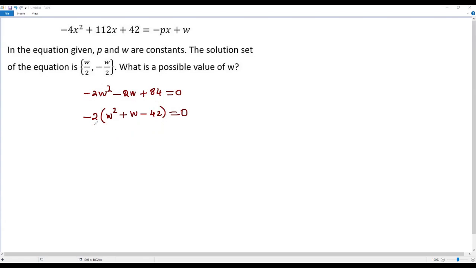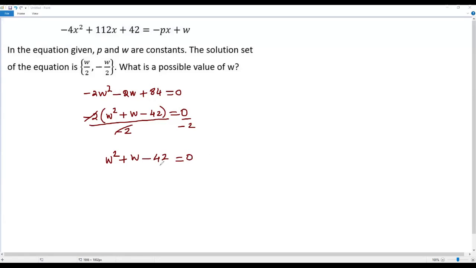So when I distribute this negative 2 to w square, I'm getting negative 2 w square. When I distribute this negative 2 to positive w, I'm getting negative 2 w. When I distribute this negative 2 to negative 42, I'm getting positive 84. So the factoring, what I've done is correct. Now I can divide both sides by negative 2 to get rid of this negative 2. Okay, let me divide both sides by negative 2. This negative will cancel out. I am getting w square positive w negative 42 equals to 0.